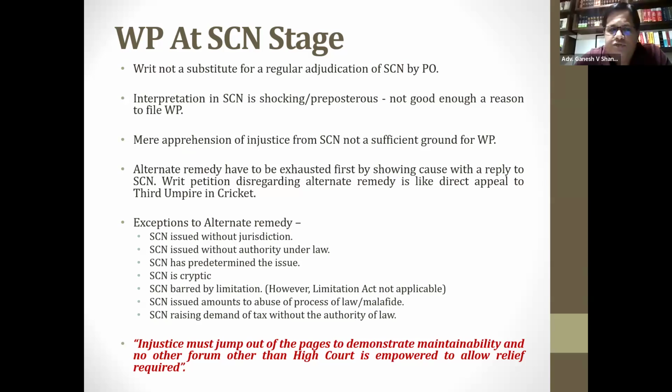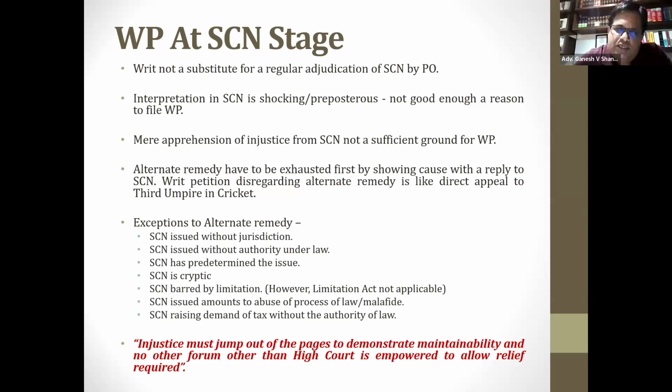SCN issued without authority under law. If there is no authority at all, jurisdiction comes later. If there is no authority at all under the law to issue certain SCNs, because we have seen Section 122 has been used. A lot of officers in the initial days, maybe even today in some parts of the country, the practice is still there.